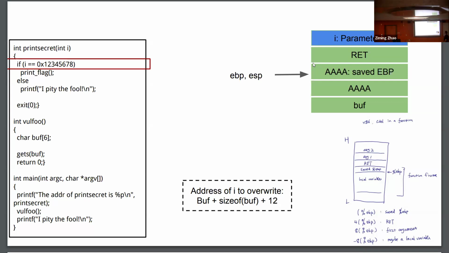Then this is basically the stack frame for the print secret function right now. And what does this stack frame look like? The EBP points to the saved EBP, which we put there, it's garbage, right? It's still garbage. The EBP plus 4, it's a return address. There should be no return address, right? Because it was never called.